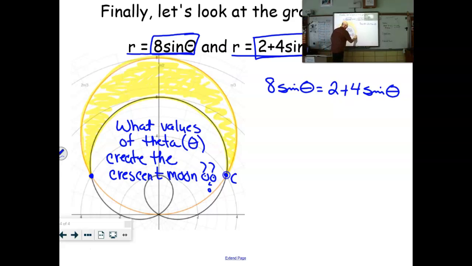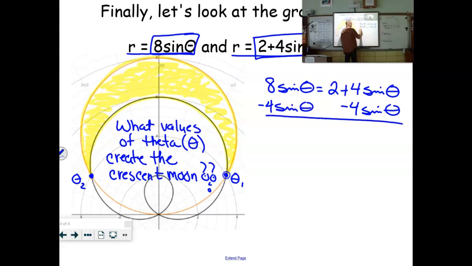So I've got a value of theta here, and I've got a value of theta here. I need both of those because from here to here is when it's going to be formed. We're going to solve this now. What do I want to do? Get my trig function on one side of the equation. I'm going to subtract 4 sine theta from both sides. So here I get 4 sine theta equals 2.